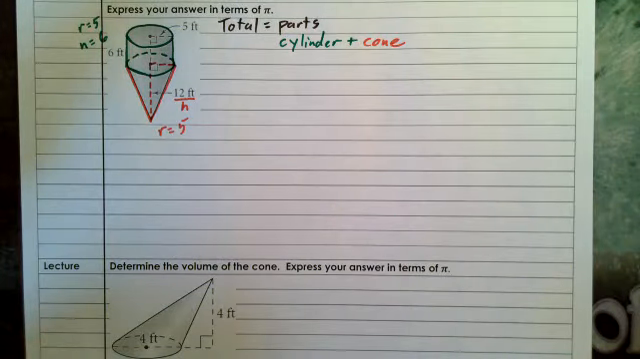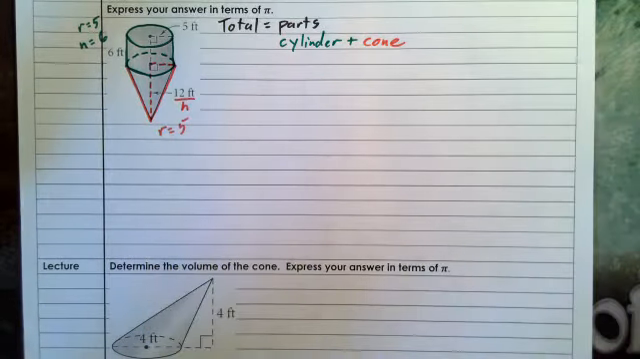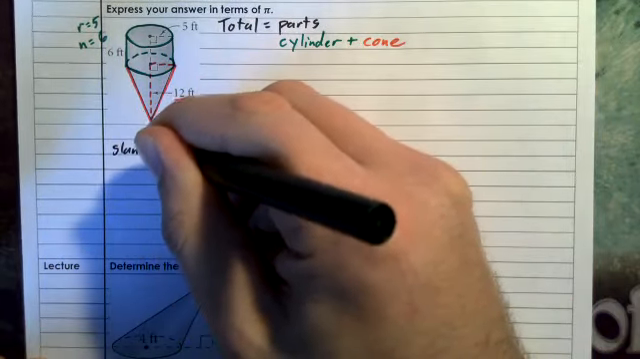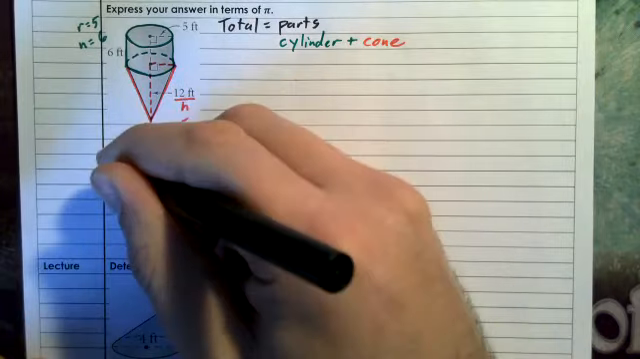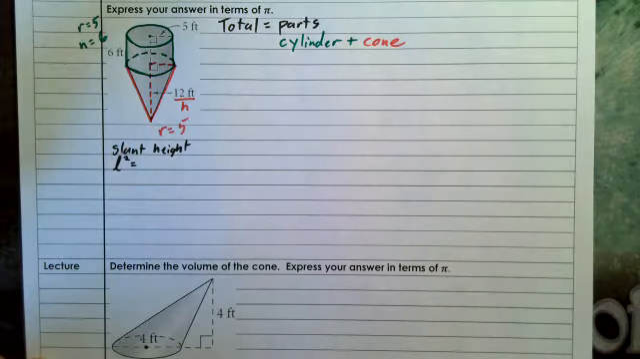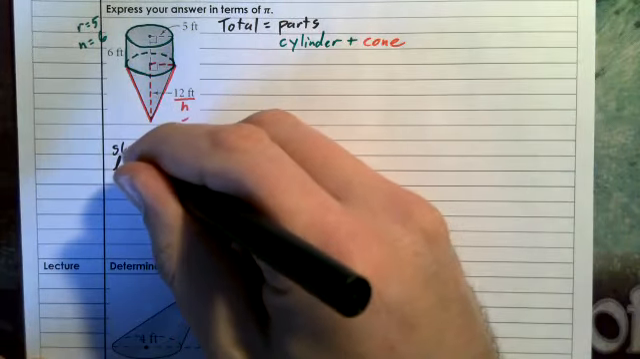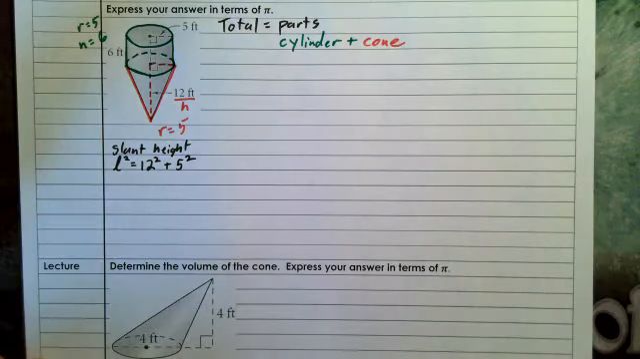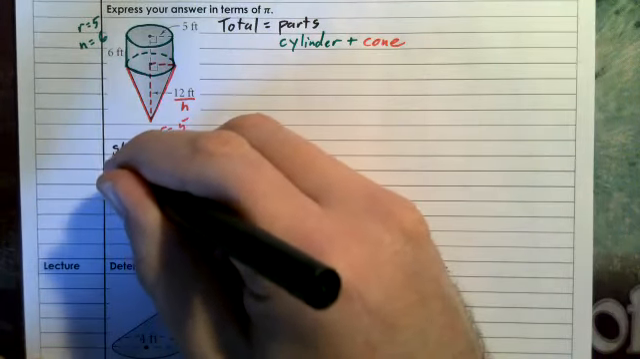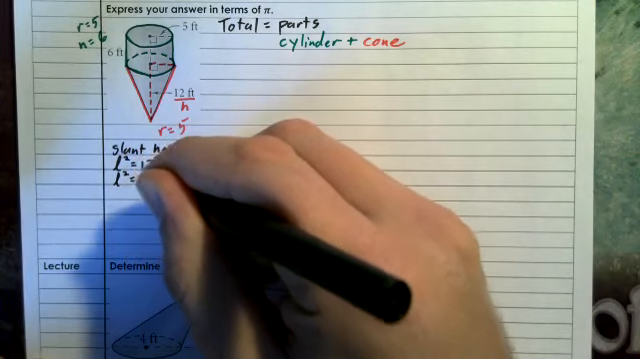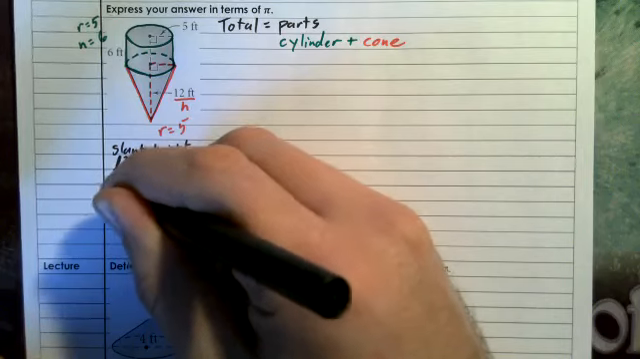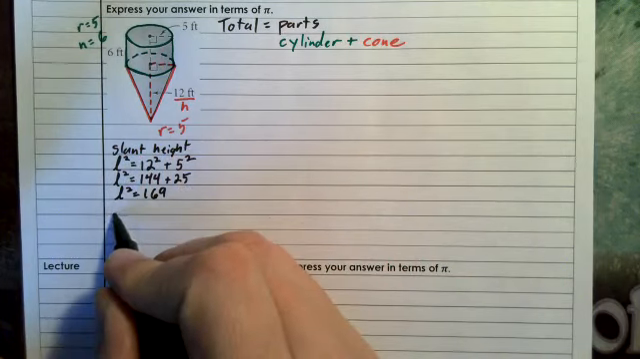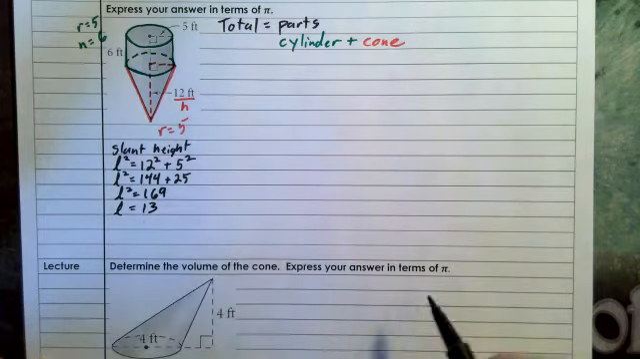What else would I need? I need a slant height for that cone. So if I get the slant height, that's going to be L squared equals our height, so 12 squared plus our radius squared, which is 5 squared. So L squared equals 144 plus 25. L squared equals 169. So that means L equals 13. So we got a nice slant height there.